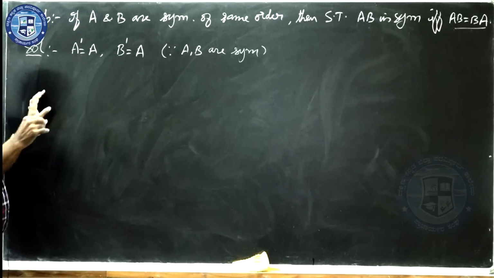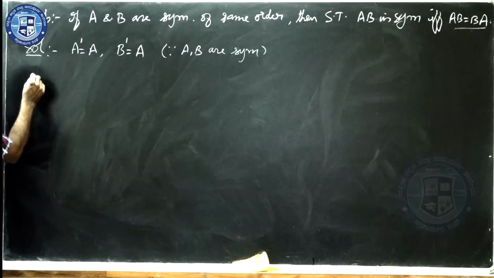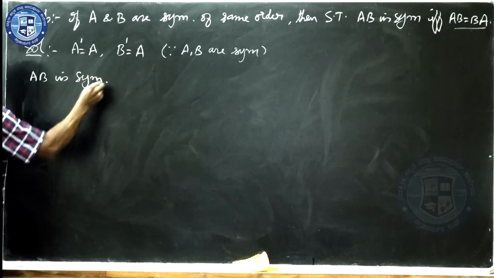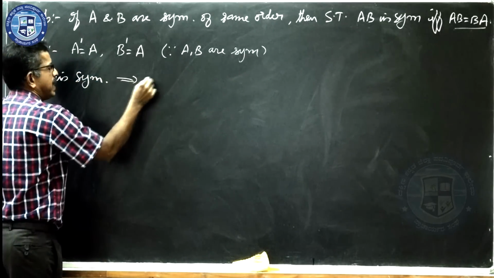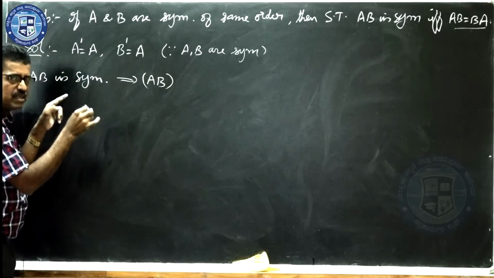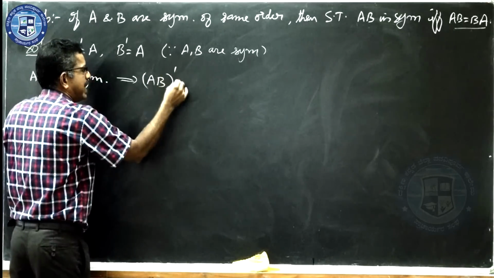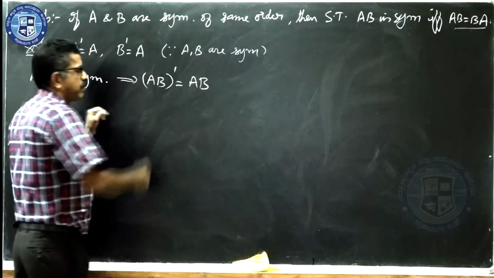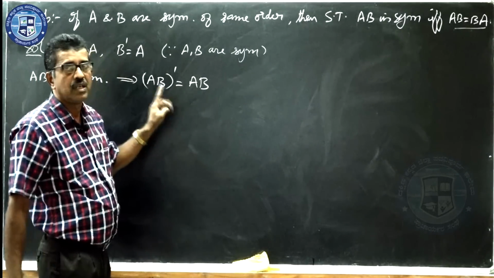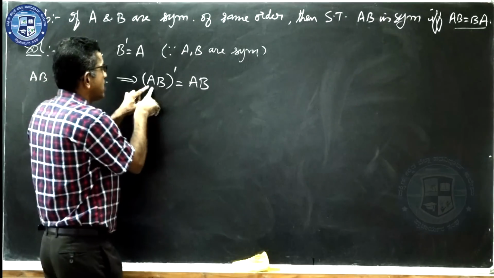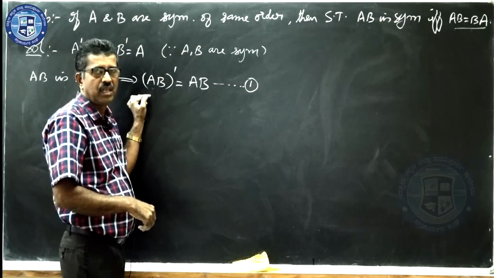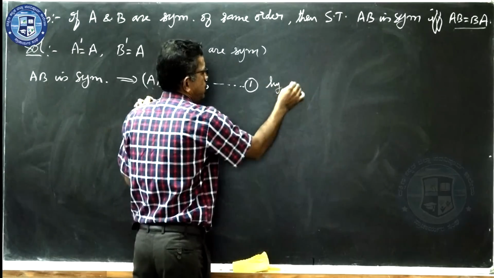In order to prove that AB is symmetric, I will begin like this. AB is symmetric, which further implies that (AB) dash is symmetric. What do you mean by X is symmetric? The transpose of that, X dash, should be equal to X. So (AB) dash is equal to AB. That is one condition for a symmetric matrix. Let me take this as equation 1, by using the definition.